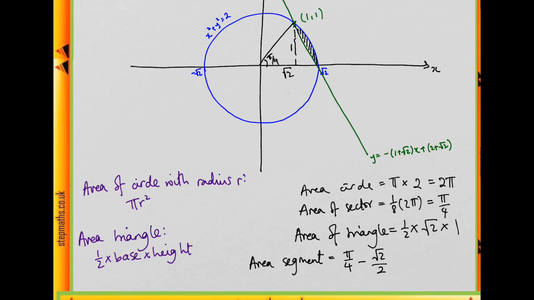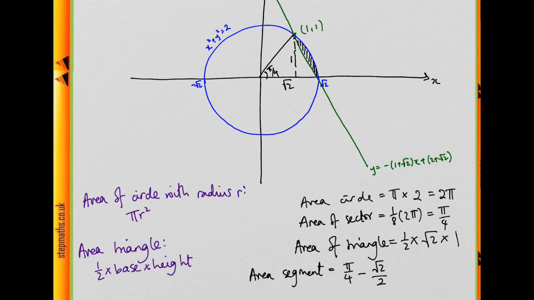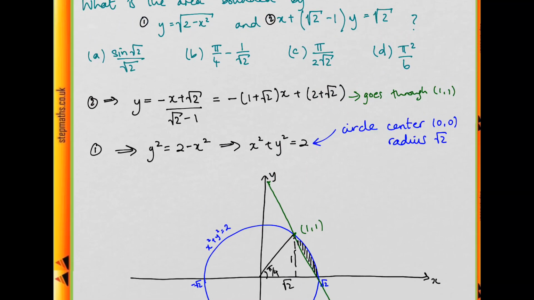So you see the area of our segment is the area of the sector minus the area of the triangle, so that's just going to be pi over 4 minus 1/2 root 2. So if we look at our options, okay, so we don't have exactly pi over 4 minus root 2 over 2, but root 2 over 2 is actually the same as 1 over root 2. So our answer is B.